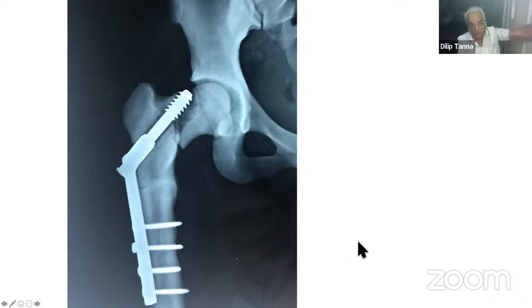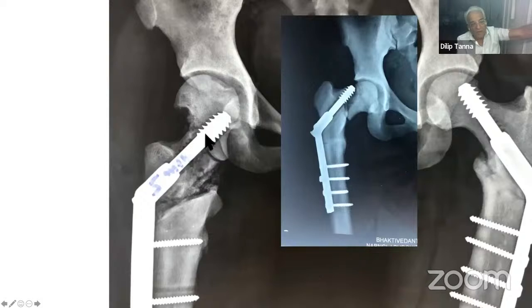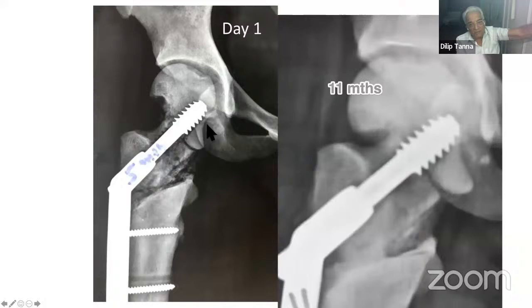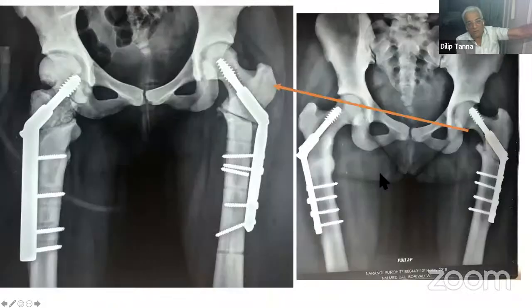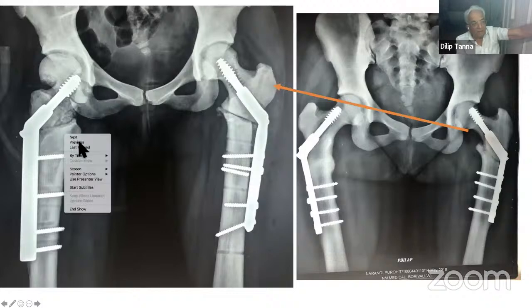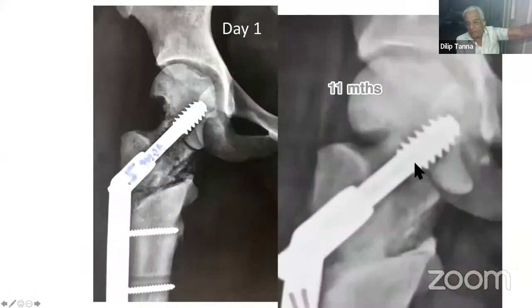What I did here: now you can see, after so much of abduction, I could get the bone and this thing in contact. So I did this abduction osteotomy. I did so much of the neck which is supported here. So it became like this. And there it is, day one. This is 11 months. And this is still going on. And I think I missed out the other one.